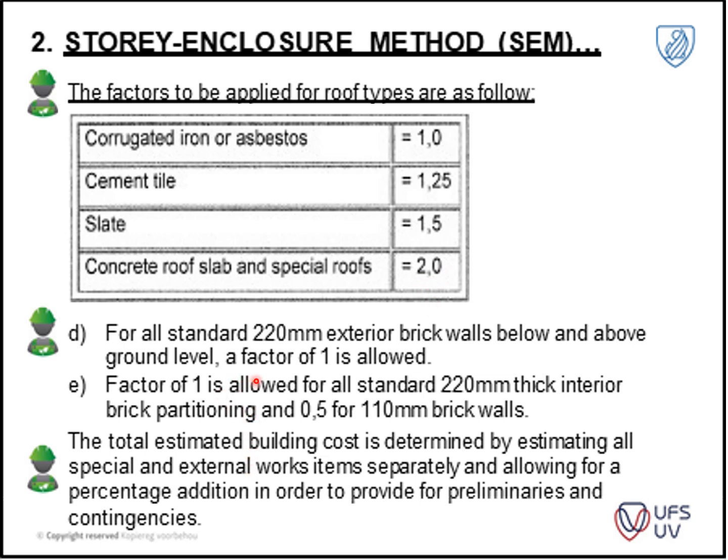For all standard 220mm exterior brick walls, allow below and above ground level, a factor of 1 is allowed. A factor of 1 is also allowed for all standard 220mm thick interior brick partitioning, and 0.5 for 110mm walls. The total building cost is determined by estimating all of the special and external items separately and allowing a percentage allowance to provide for the preliminaries and the contingencies. So it's the extra over cost basically.